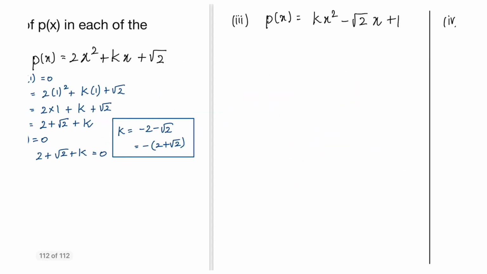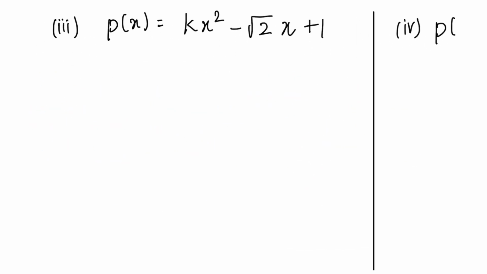Okay then, moving on to the next subdivision of this question. P of x is equal to kx squared minus root 2x plus 1. Again, by using factor theorem, we are going to tell that P of 1 is equal to 0.